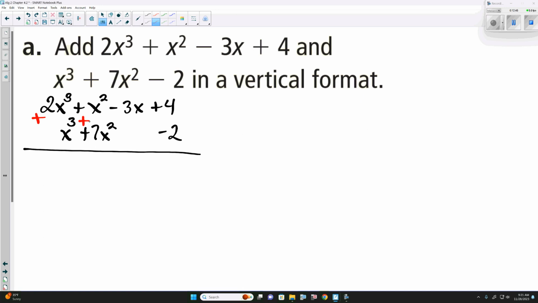And at this point here, we're going to add. I do put the addition sign between each set of like terms, just as a reminder to myself that I'm adding. Now 2x cubed plus x cubed is 3x cubed. x squared plus 7x squared is plus 8x squared. Negative 3x, just negative 3x because we don't have anything here. 4 plus negative 2 is plus 2.